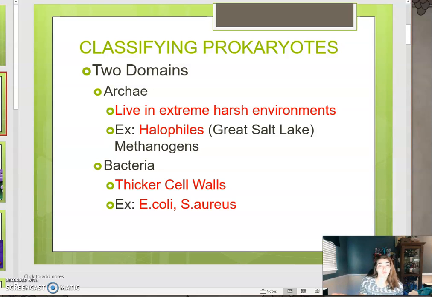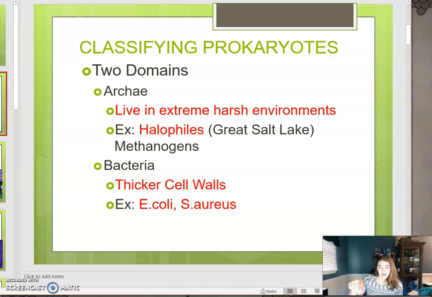putting them into two groups. We have archaebacteria and just bacteria. Archaebacteria are bacteria that like to live in very extreme conditions, like halophiles, which means they live in really, really salty lakes where nothing else really can survive. Regular bacteria, they have thicker cell walls than our archaebacteria, and examples could be things that you might have heard before: E. coli, S. aureus.